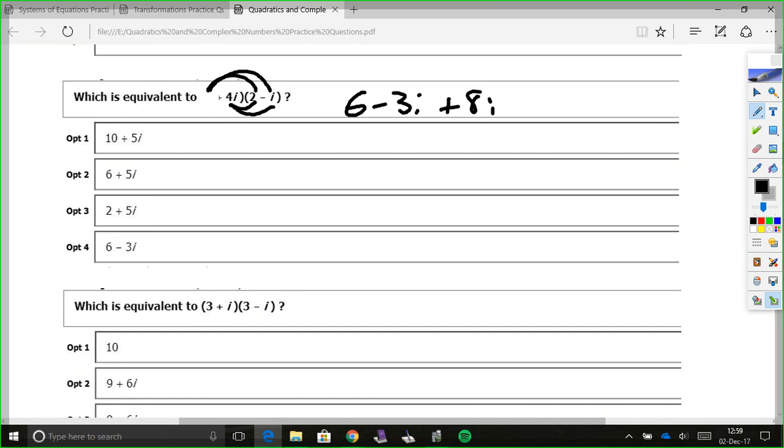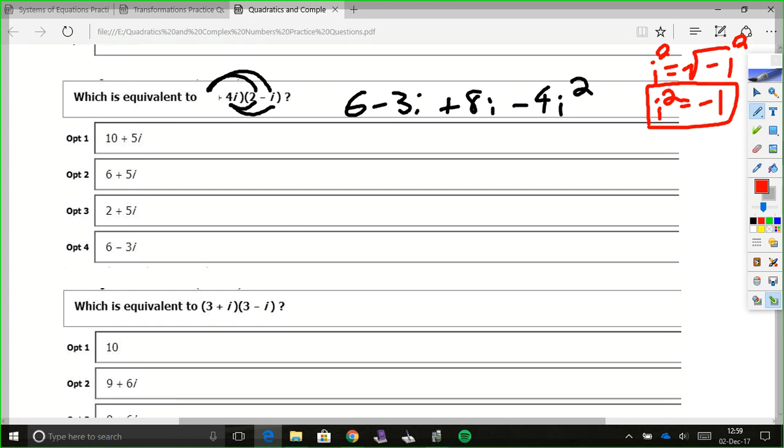And then 4i times negative i would be a negative 4i squared, because an i times an i makes an i squared. Now here's a fact that you need to remember. Remember, i equals the square root of negative 1? Well, if I square it, then i squared equals just negative 1. So this fact is one that we're going to need to remember. Anytime you see i squared, it's equal to negative 1.